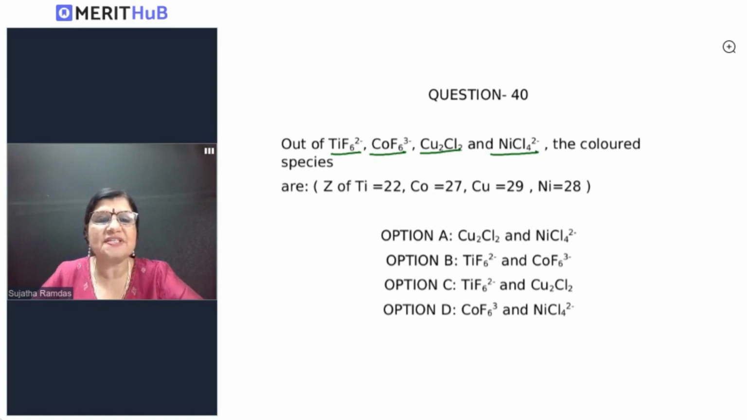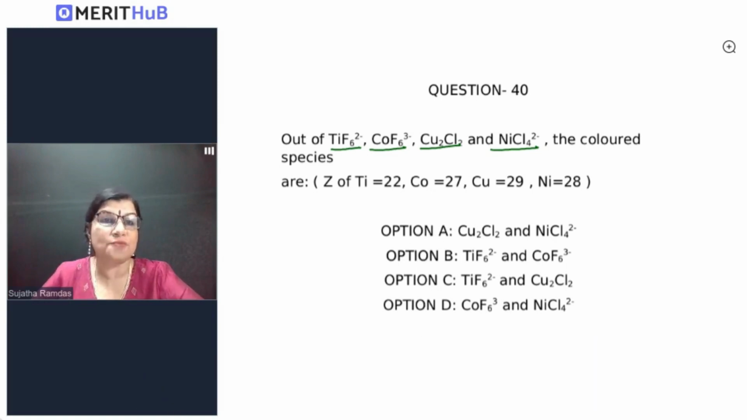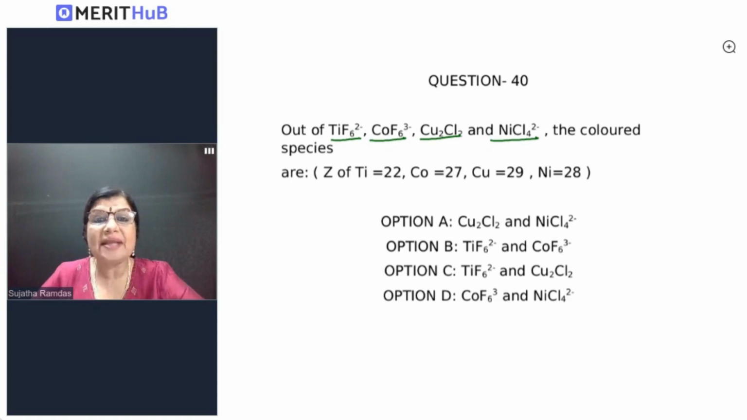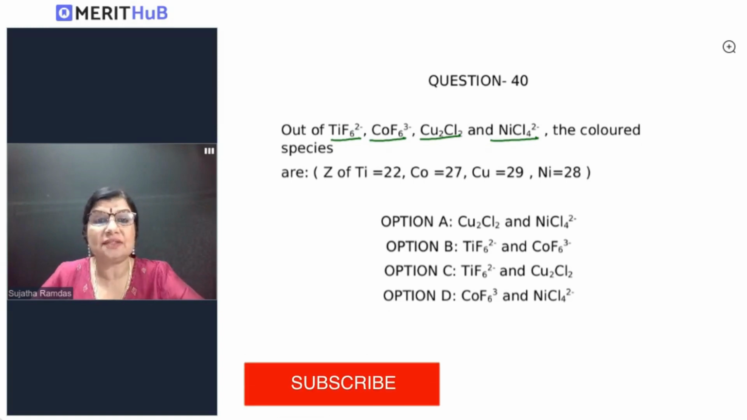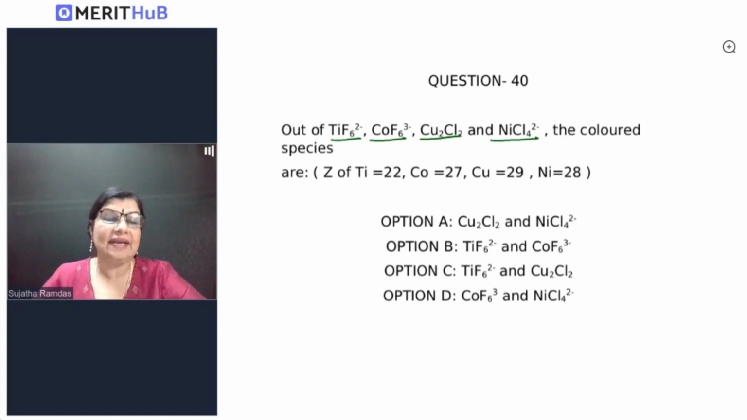So four options have been listed here, and two pairs of species have been listed in these four options. Which amongst the four options has both the species as colored species is what we have to identify. The atomic numbers of all the transition metals involved here have also been given. Okay, so our first step is to find out what is the criterion for a transition metal complex ion to exhibit color.